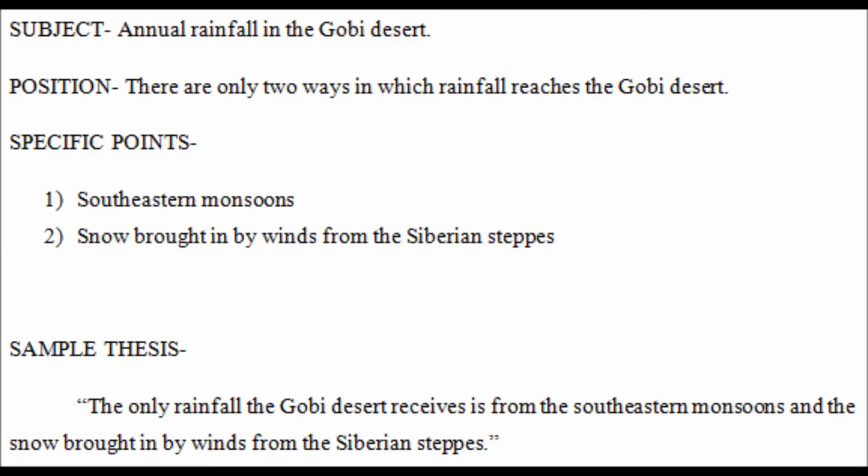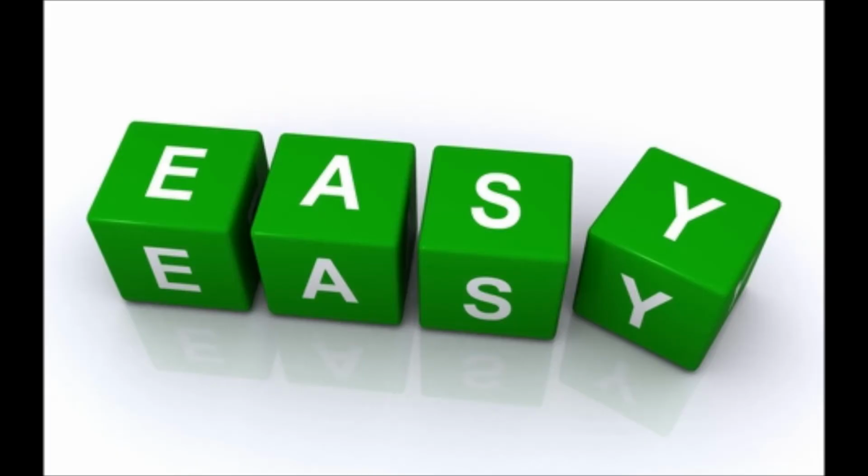Now that we have our three parts, we just have to assemble them to make a sentence with them. For example, the only rainfall the Gobi Desert receives is from the southeastern monsoons and the snow brought in by winds from the Siberian steppes. It's as easy as that.